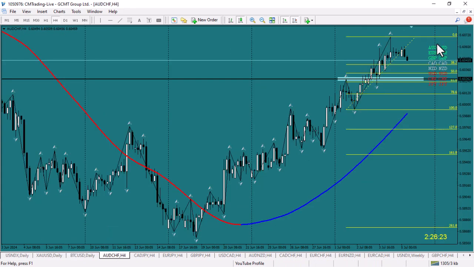Aussie Swiss, Aussie green zone, Swiss red zone, wanna be long. Fibonacci from this low to that high, retest 61% at structure, looking for candle reversals, then I'll go long.